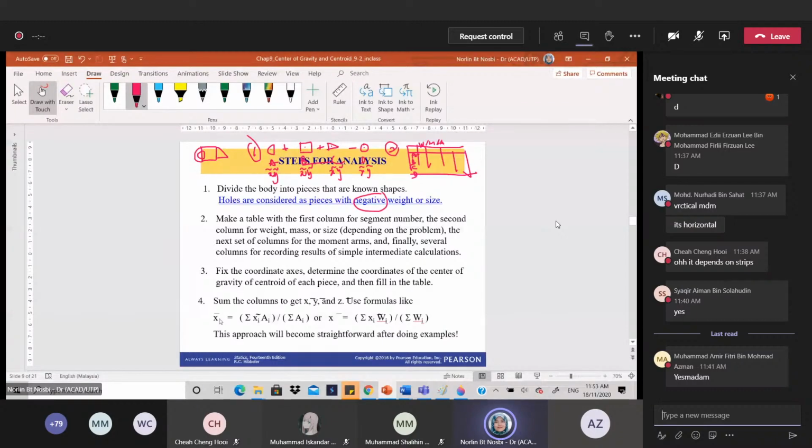So this is step 3. Okay, step 4, sum the columns to get x bar, y bar, and z bar. In this column, there's x tilde, y tilde. So for step 4, you need to find the summation. You have to find the summation at the bottom of this column, one summation, and then for x tilde and y tilde as well. Once you get the summations, you can use them to find the x bar. This is the final one. So don't worry, I will show.